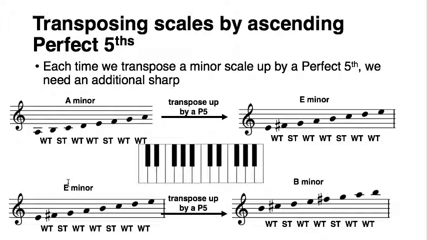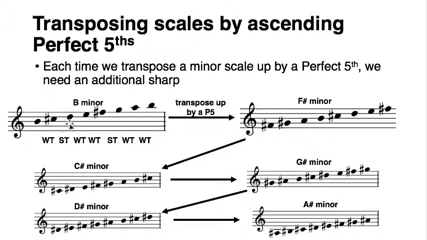If we transpose the E minor a perfect fifth up, an ascending perfect fifth, we end up with B minor. Once again, B to C would have been a semitone, right? If you look here at the piano layout, there's no black key in between B and C. So you need that sharp to increase that distance to a whole tone so that it obeys the pattern of whole tones and semitones of a minor scale, right?